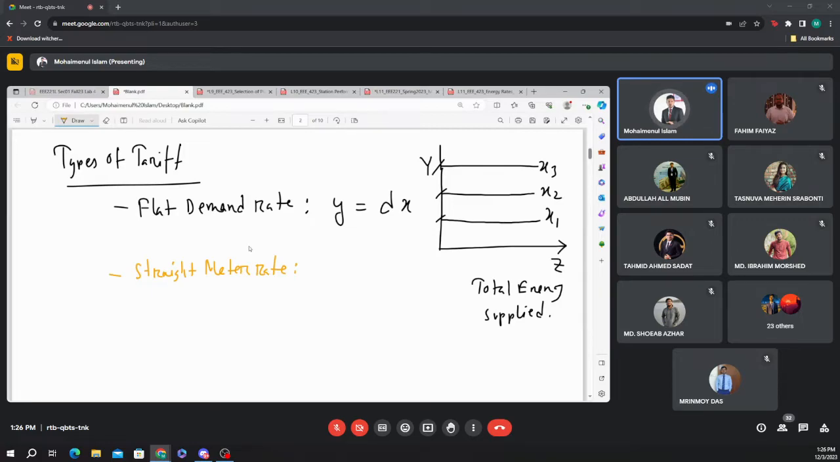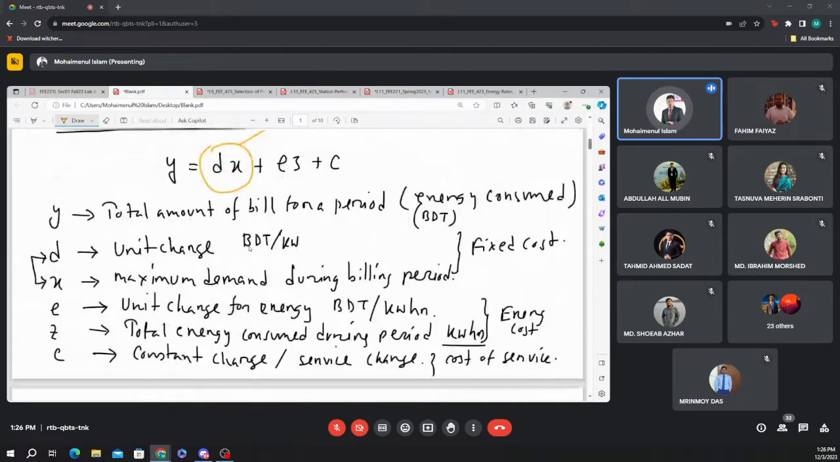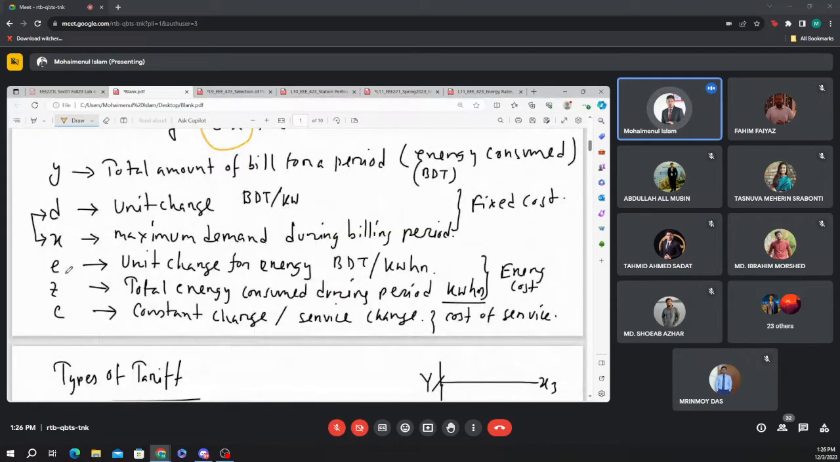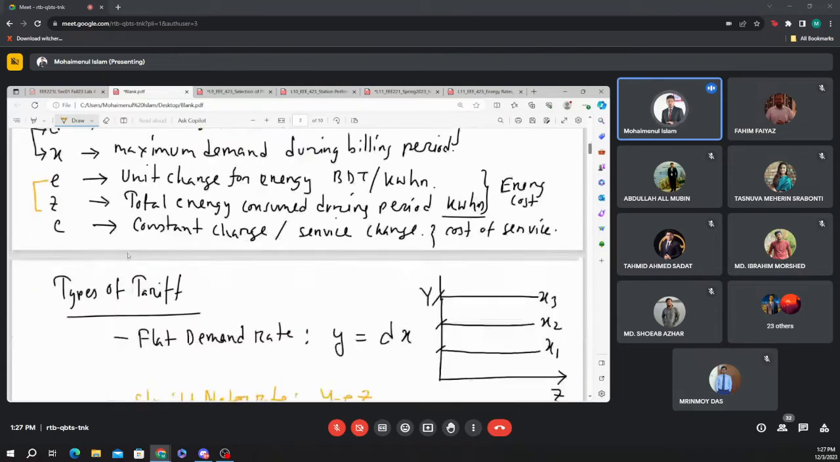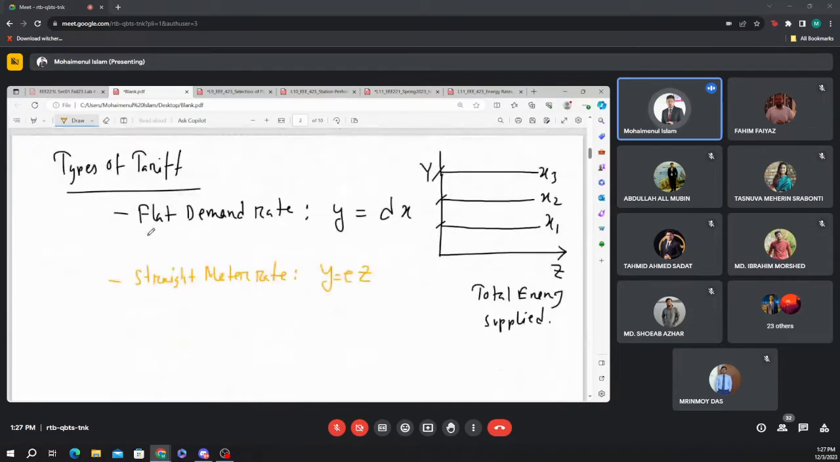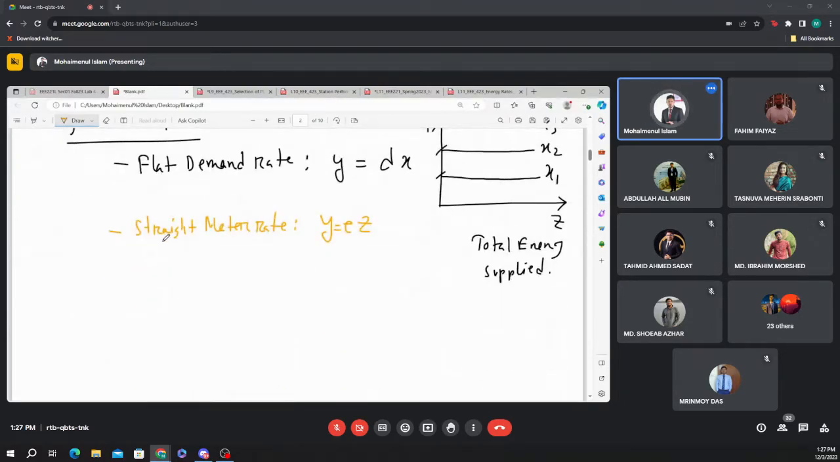The straight meter rate represents the equation Y equal to Ez. Here E represents the unit energy price, maybe 5 taka per kilowatt hour, and you are consuming total energy, which is called Z. If you multiply them, you get the bill, which follows the straight meter rate. Straight meter rate is very simple.